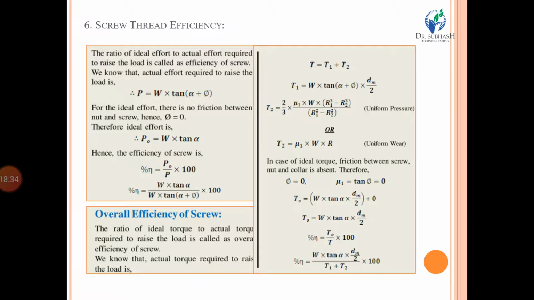So finally, suppose you are taking the ratio of both of the terms, then W tan α into dm by 2 upon T1 plus T2, and if you are multiplying with 100, you are getting overall efficiency.